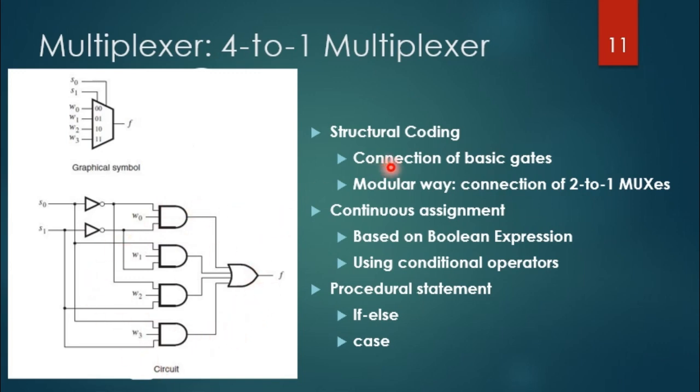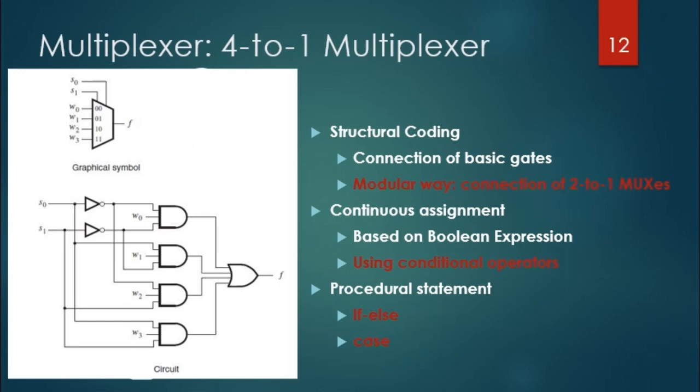Or you can again use structural coding in a modular way, where you first design a 2 to 1 multiplexer, then you use 3 units of the 2 to 1 multiplexer to build the 4 to 1 multiplexer. When you build using these 3 units, you connect them in a structural way. That's why it is under the category of structural coding. Continuous assign statements also can be used. So you can describe the logic using a Boolean expression or using conditional operators. Or a procedural block using if-else statement or case statement.